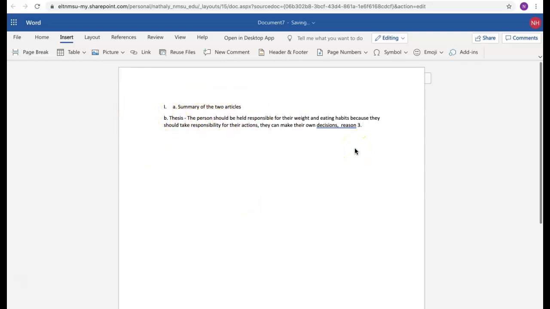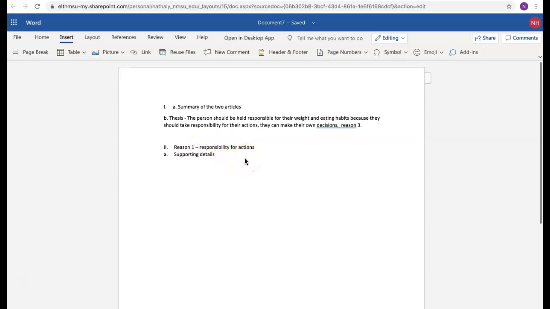Once you've written your thesis, you can move on to your second paragraph, which is going to discuss reason number 1. In this case, our reason number 1 is they should take responsibility for their actions, right? That is our first reason. So basically what we're going to do here in this paragraph is add supporting details so that we can support this reason right here.